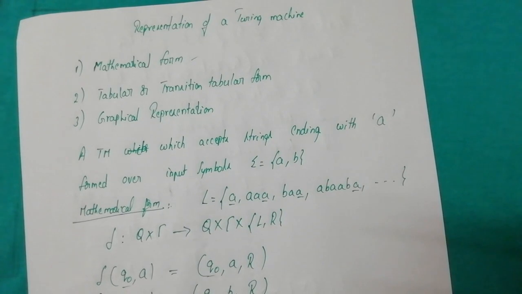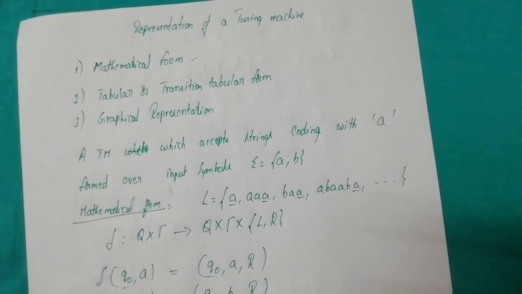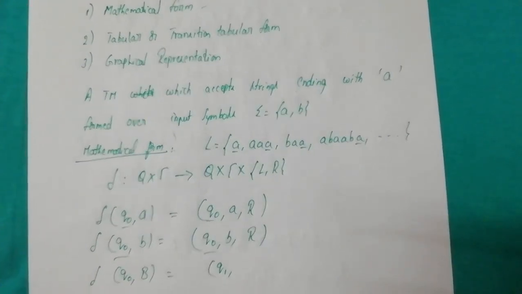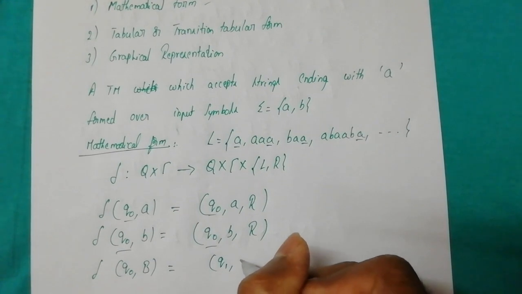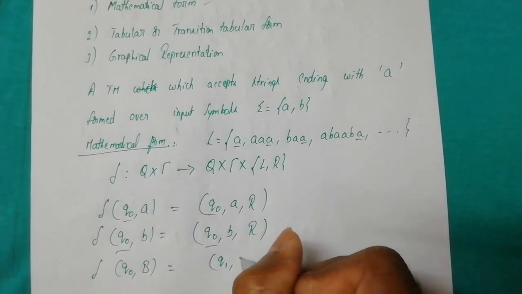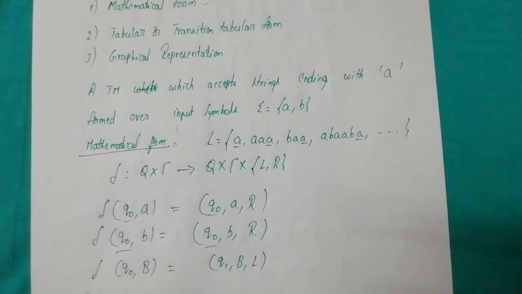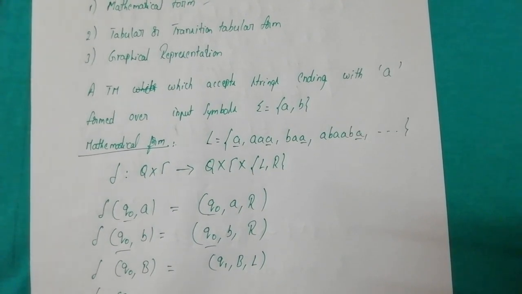So at a particular time, Q0 may come across with blank symbol. Then we change to the state Q1, and we keep that blank symbol as it is, and we move one cell to the left direction. Next, now current state is Q1. Then we come across with input symbol A. Then we finally accept the given string, QF, A, direction. It doesn't matter whether you move to the left direction or the right direction.